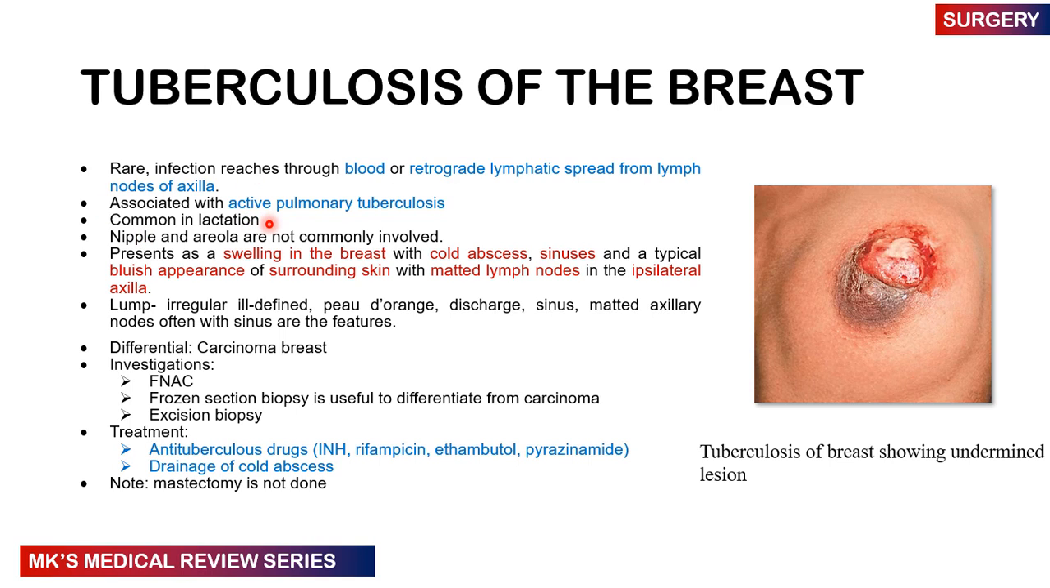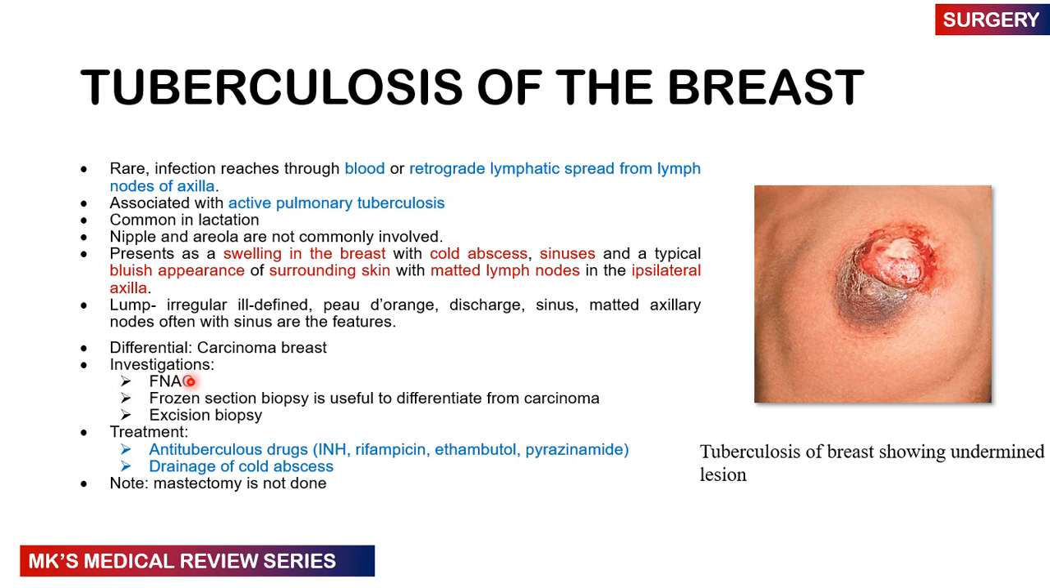The nipple and the areola are not commonly involved, and it may present as a swelling of the breast with a cold abscess, a sinus, and typically a bluish appearance of the skin with matted lymph nodes on the same side in the axilla. The lump is often irregular, ill-defined, with peau d'orange, discharging sinuses, and matted axillary lymph nodes, often with a sinus, are also noted. One differential diagnosis is carcinoma of the breast.